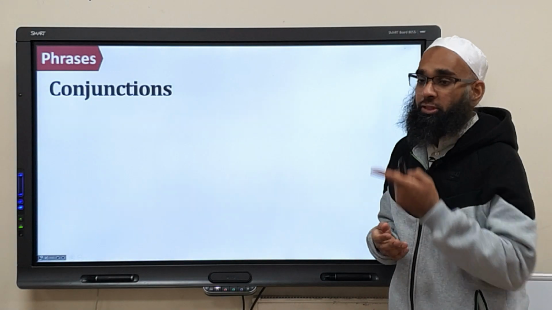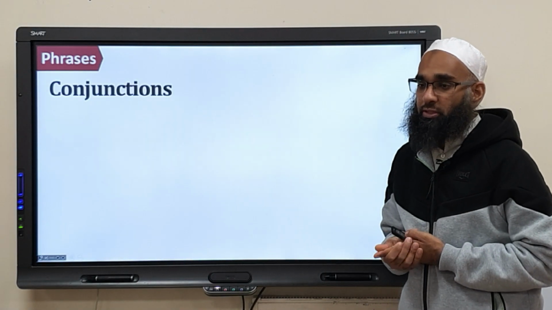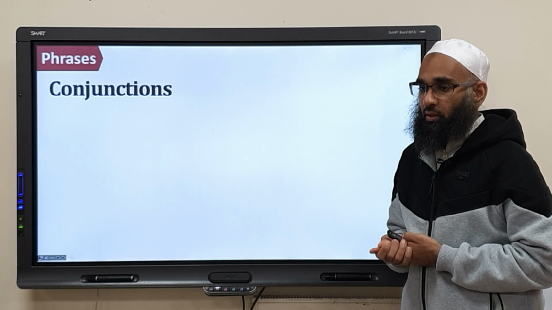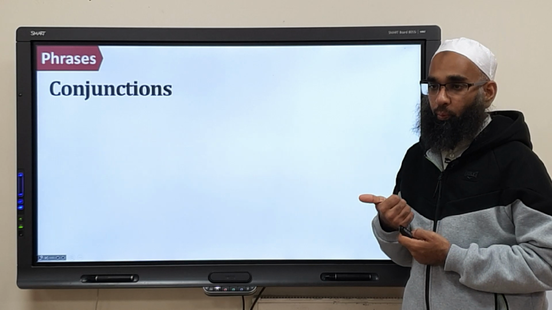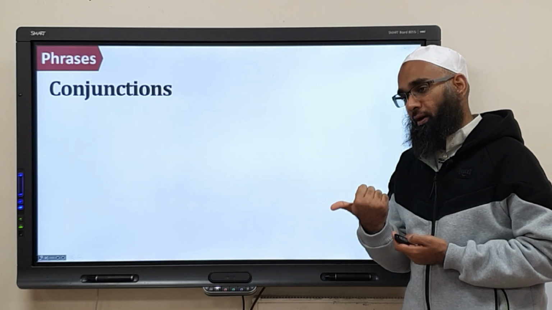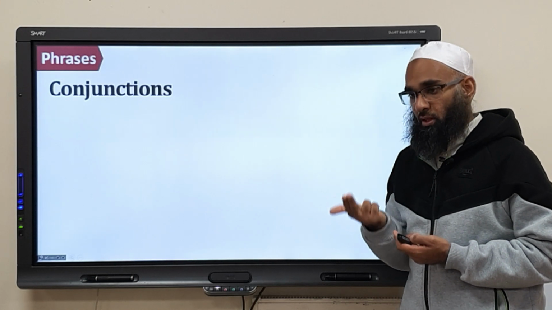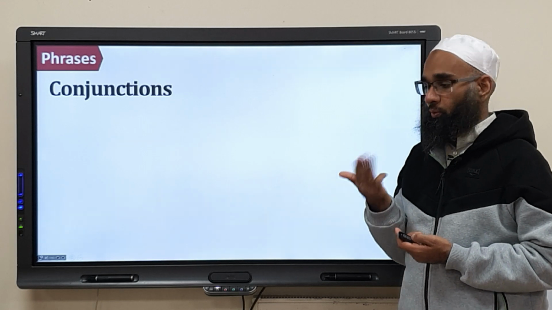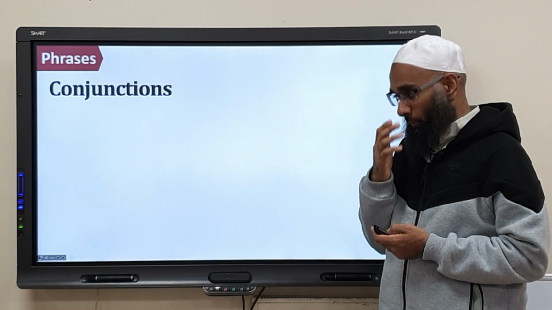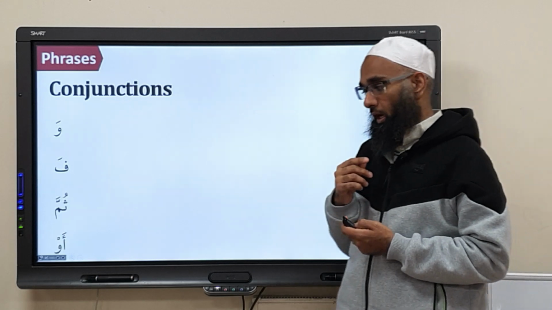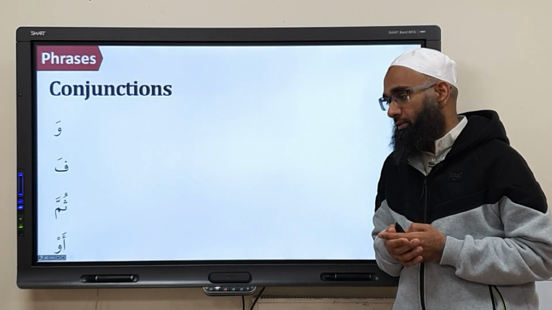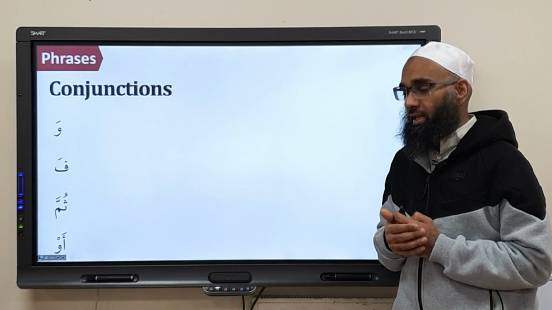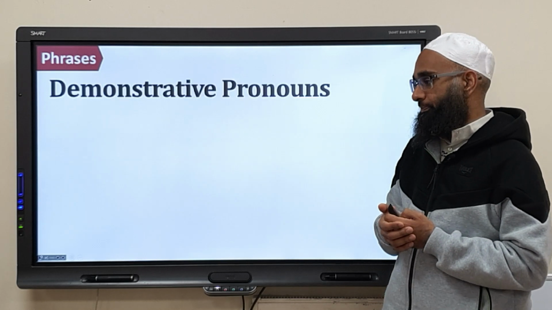So recap, what are the conjunctions that we have done so far? The huruf al-atf. What are they? Go in order. Wa, fa, thumma, aw. Wa means and, fa means then, thumma means then but more delayed, and aw means or.